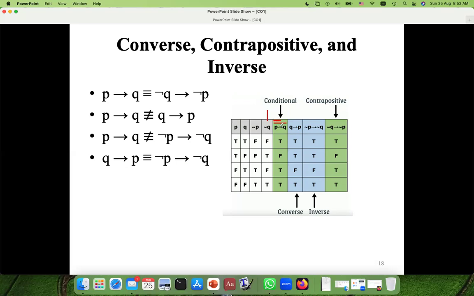Now, P is the hypothesis and Q is the conclusion, so P is first and Q is second. If the first one is true and the second one is false, according to the definition, what would be the value of P implies Q? False. That is the definition. So now I have to look at this P and Q. First one is true, second one is false? No, it is not false. So that's why it is true.